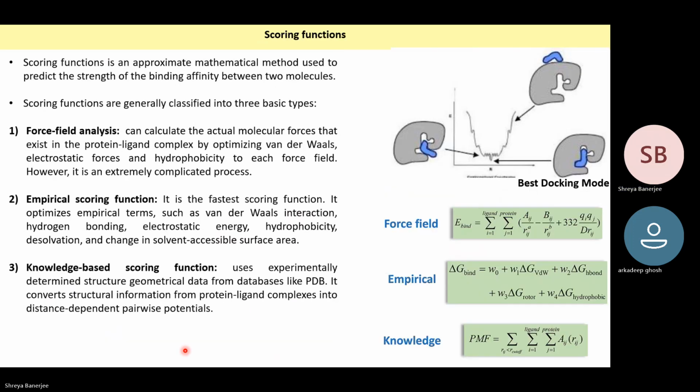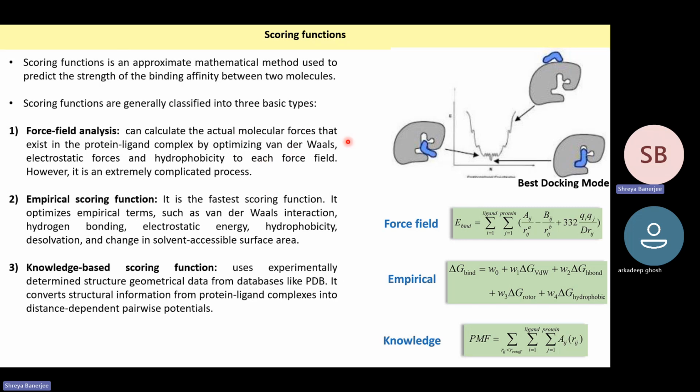Now we will talk about scoring functions. A scoring function is an approximate mathematical method used to predict the strength of binding affinity between two molecules. Scoring functions are basically of 3 types. The first is the force field analysis that can calculate the actual molecular forces that exist in the protein ligand complex by optimizing van der Waals, electrostatic forces, and hydrophobicity to each force field. So this is a very complicated process.